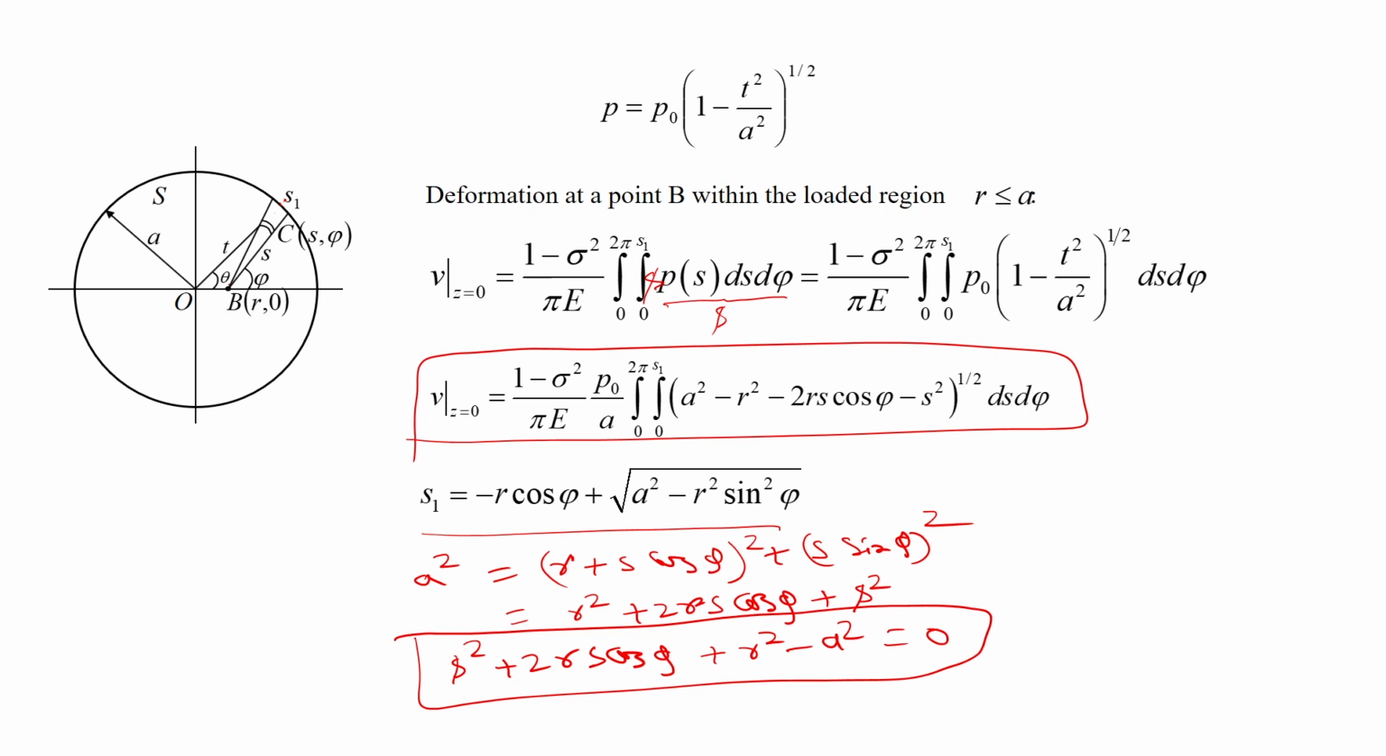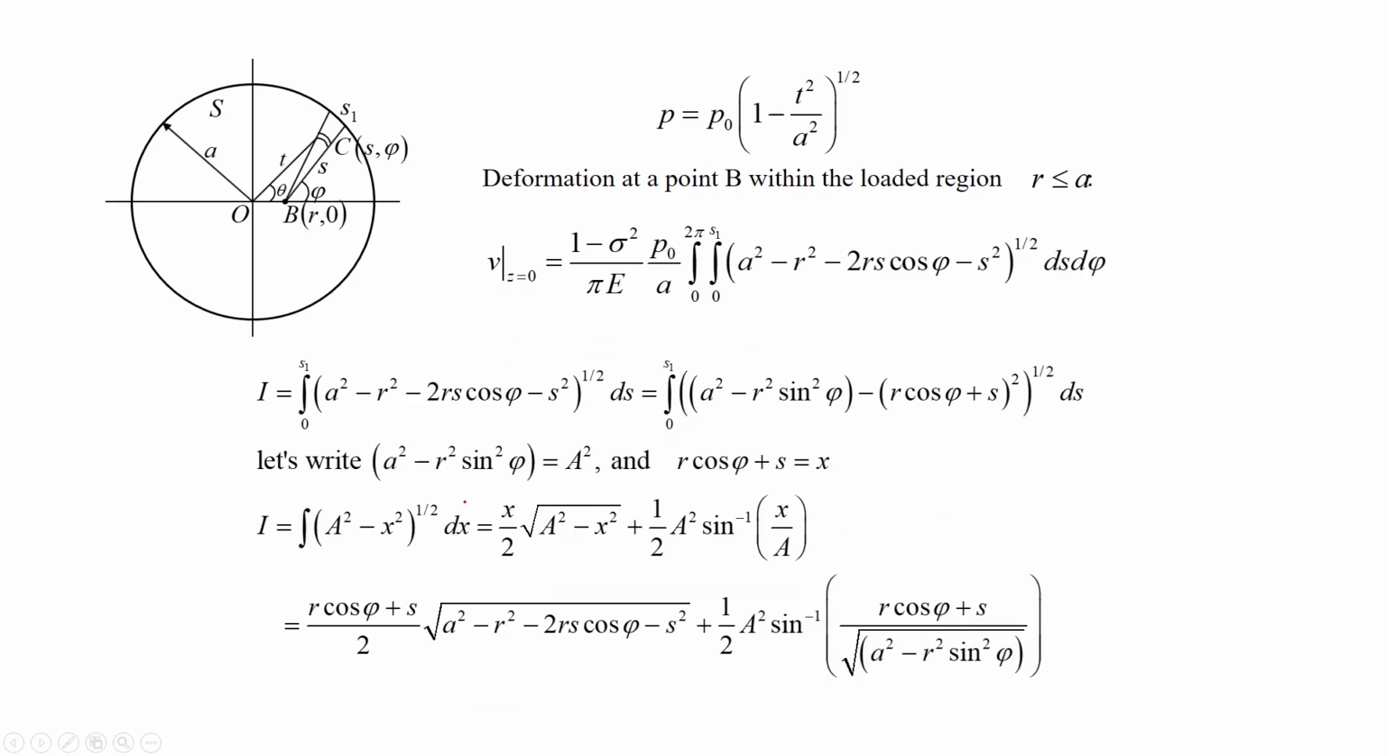Since s varies from 0 to s1 here, the angle phi has to vary from 0 to 2 pi, the whole range. So, it is 0 to 2 pi is the limit. Here we need to calculate this integration, keeping in mind that s1 is equal to something like this. What we do is write it as a square minus r square sin square phi minus (r cos phi plus s) whole square. So, this quantity that you need to find out, you can write like this: a square minus r square sin square phi minus (r cos phi plus s) whole square. This quantity I write as a square, and this quantity I write as x.